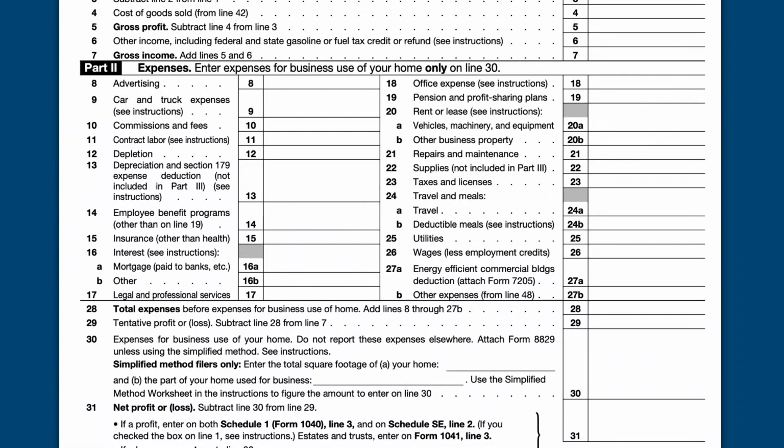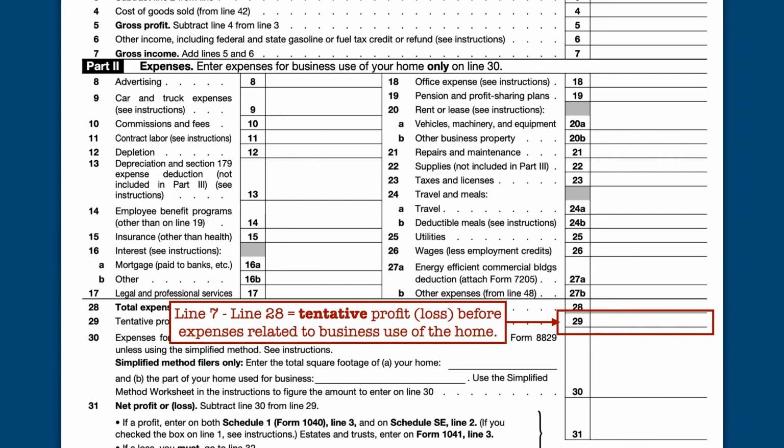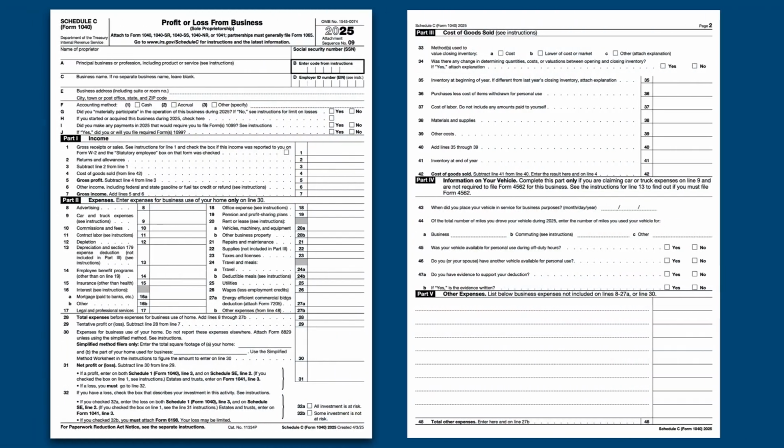Once all expenses from Parts 2 and 5 have been totaled, they are entered on line 28 of the schedule. These expenses do not include business use of the home, which we'll look at in the final video in this series. The expenses are then subtracted from the gross profit from line 7 of the schedule. If these expenses are less than the gross profit, you have a tentative net profit. If the expenses are more, you have a tentative loss. And that's where this video ends.